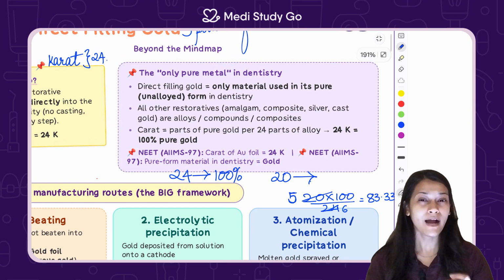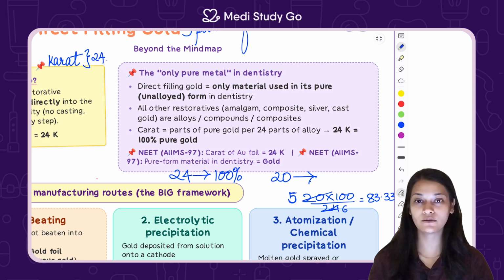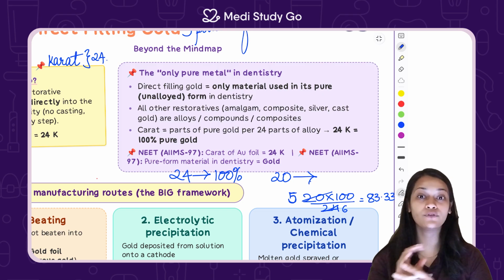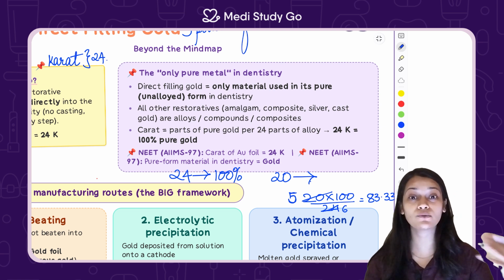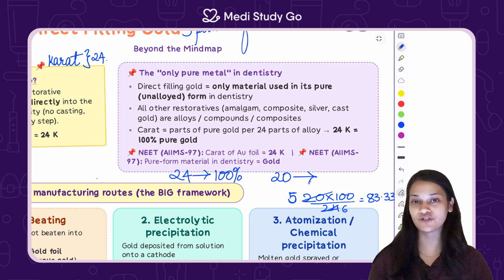Now, why do I not use 24 karat gold in jewelry? Has it ever occurred to you? Because gold is very soft. 24 karat gold, if used in jewelry, will bend. So that is the reason you need to add certain base metal alloys in order to increase the rigidity and toughness.